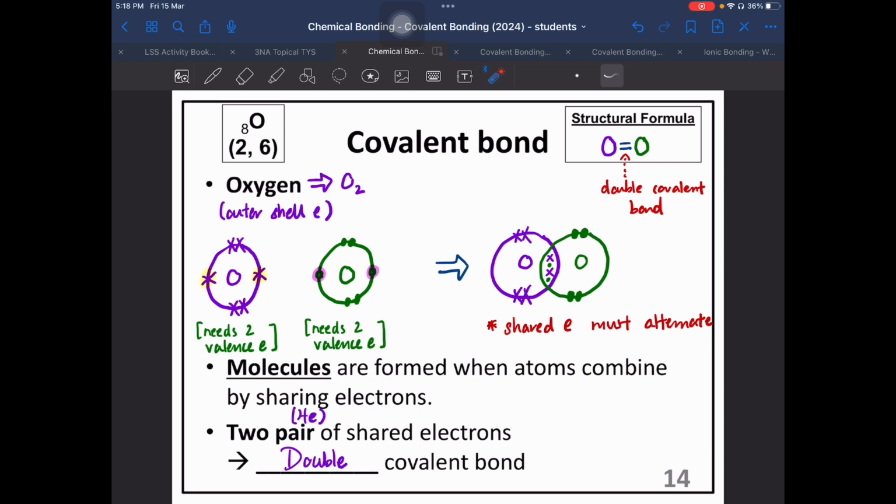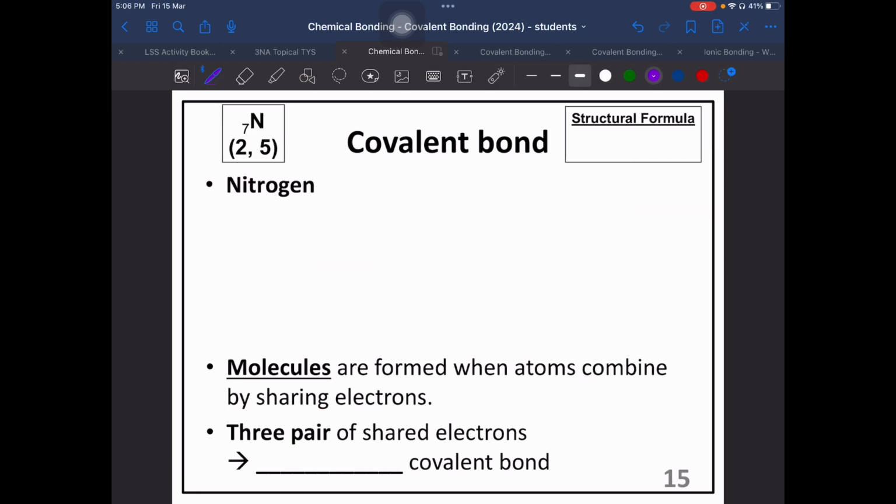And we'll take a look at the next example now. The next one is for nitrogen. Nitrogen, using a periodic table, we can figure out that the electron configuration is 2, 5, right? And if we were to draw out nitrogen by itself, we'll draw an N.